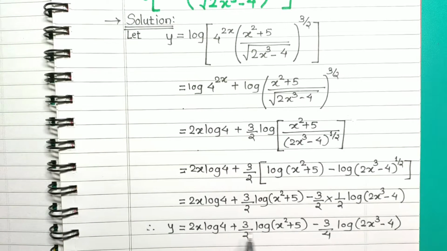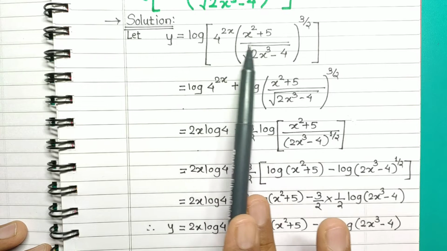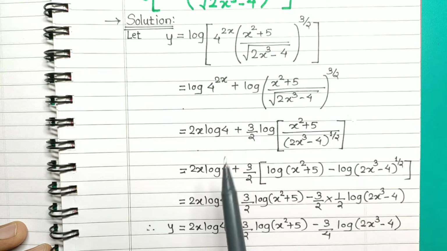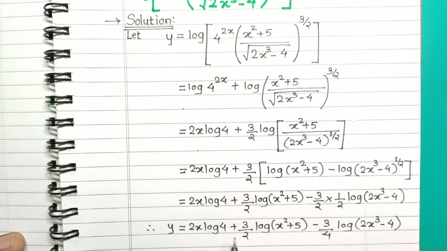Students, this is how we have simplified this given complicated function to quite easy terms which are easy to differentiate using the chain rule. This is just because of the laws of logarithms.